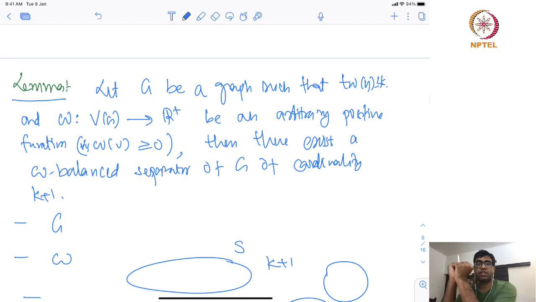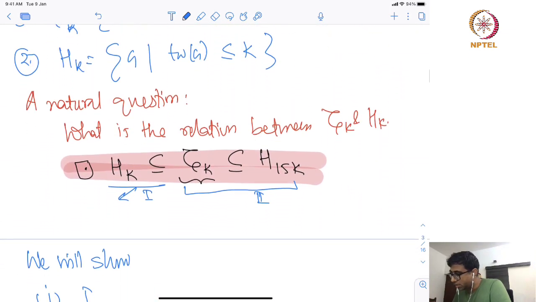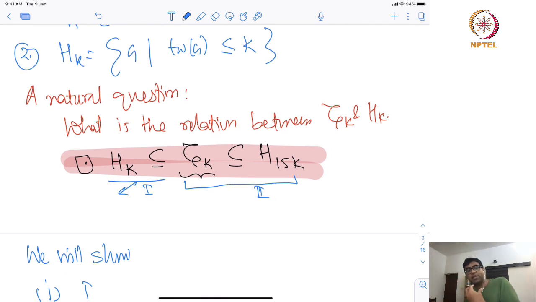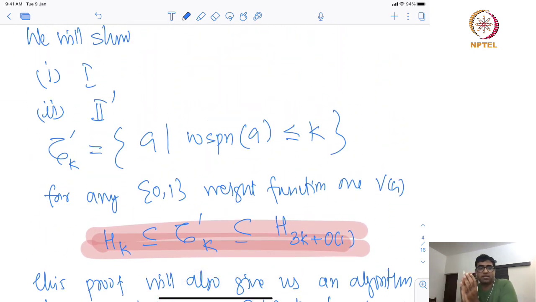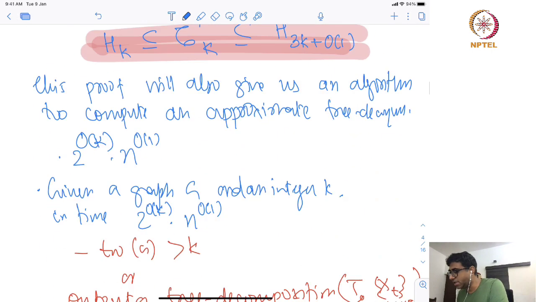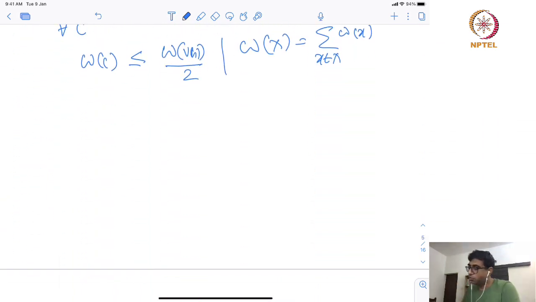So, notice if a graph has tree width at most k, then in fact it has a weighted balanced separator for any positive weight function. Okay, that is interesting. So what it shows is that not only does it belong to the class of graphs with balanced separators of size at most k for every connected component, but in fact it works for any weight function. Okay. So, how are we going to prove this?